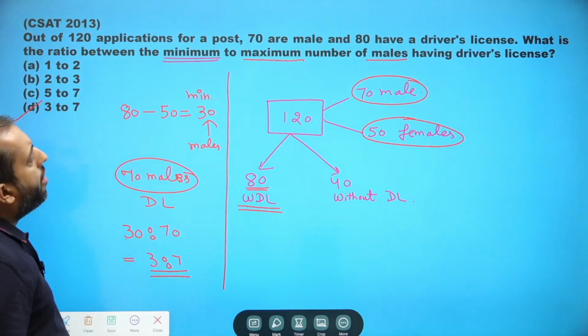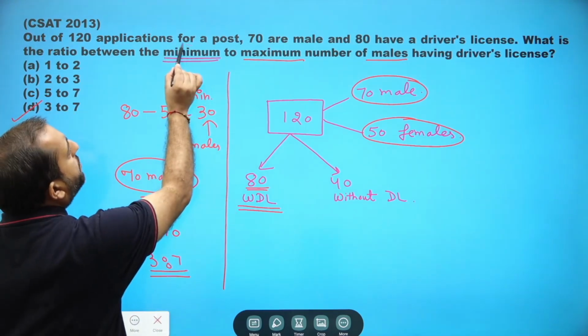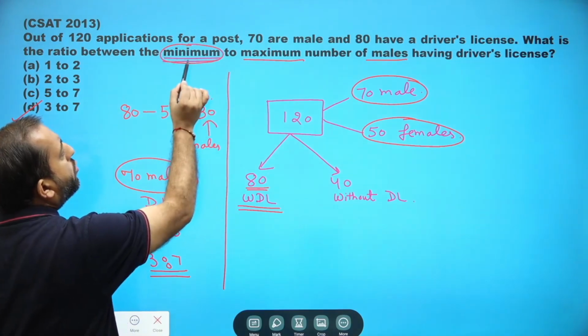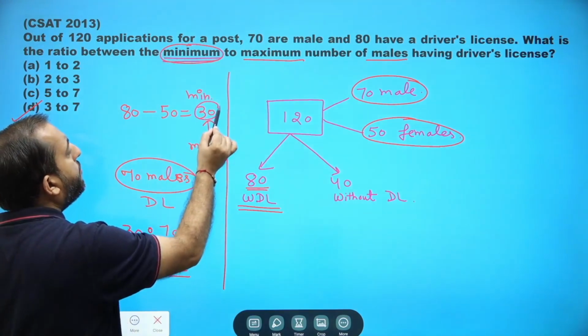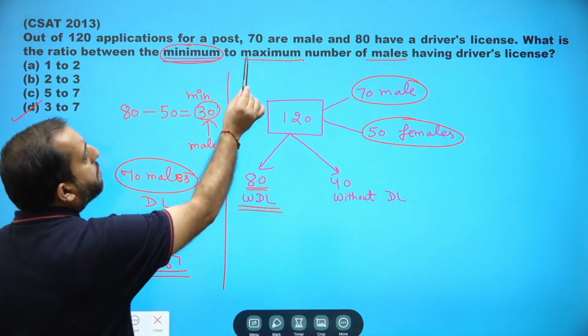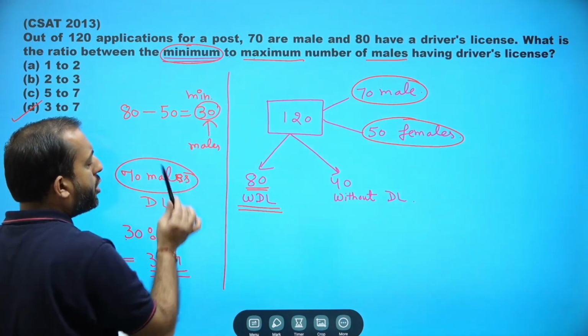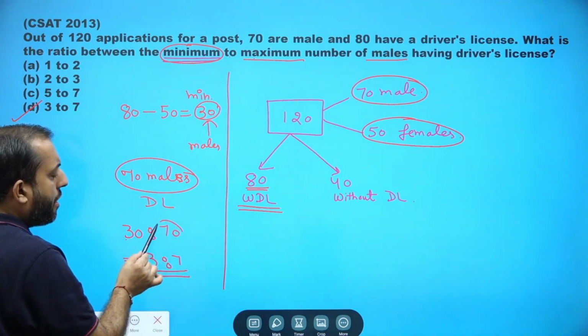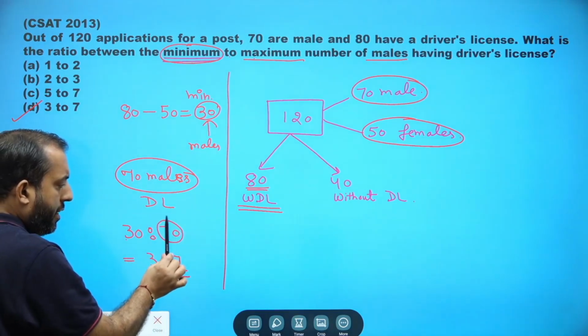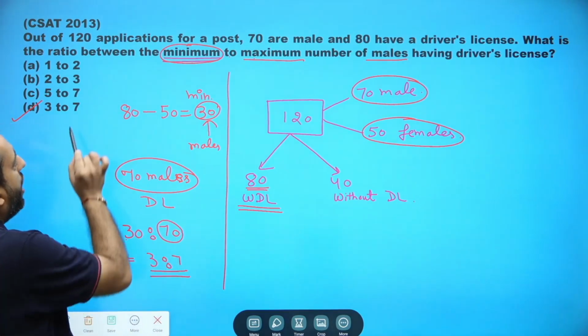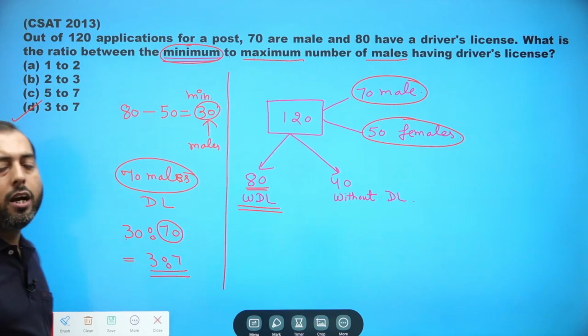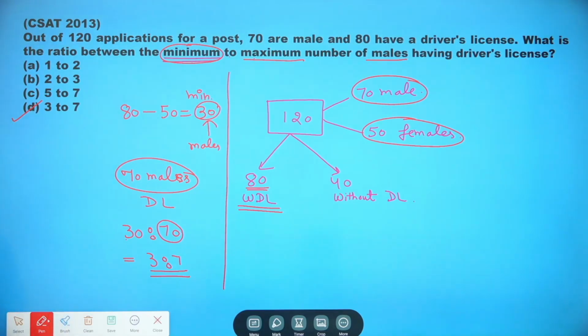Option D. Now in this question, minimum is written first, so the number that represents the minimum value should be written first, and maximum is written second after the word 'to'. So the number which represents maximum males should be written after this symbol. So the answer should be option D. Kindly make a note of it. This question is very easy. Now let's move on to the next problem.